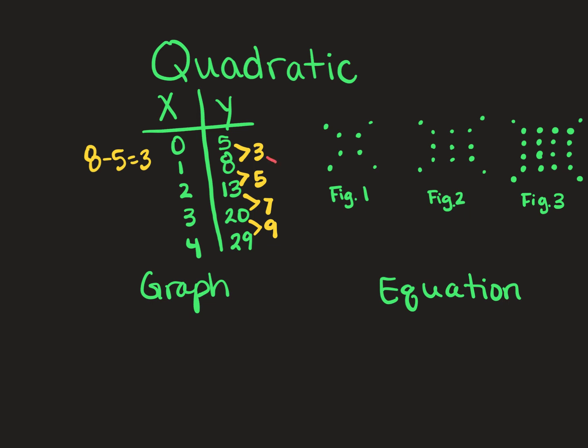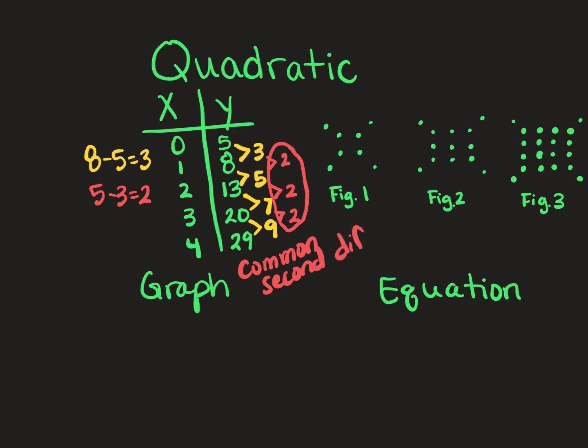So if I take the difference between those differences, I'm thinking to myself 5 minus 3 is 2, and I do the same with 7 and 5. 7 minus 5 is 2, and 9 minus 7 is 2. They have a common second difference. That's how we know it's a quadratic pattern.